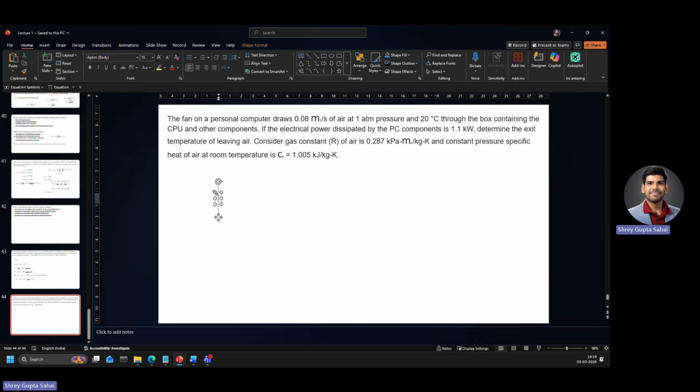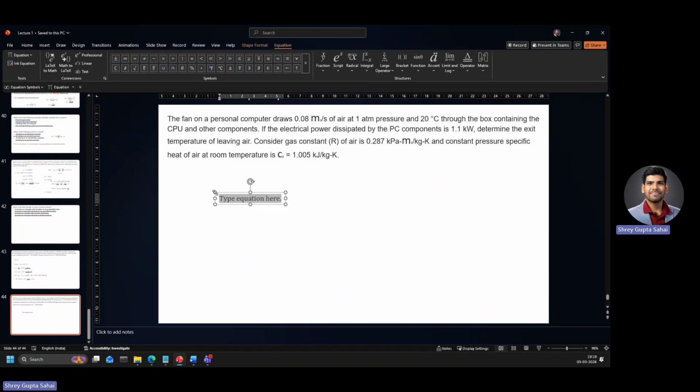Nothing much here. So now, if I write this, first of all, I need to calculate the density, which will be 10 to the power 5 by RT. Okay, 287 times 293. So this is my density. I'm not writing it completely, this is a simple problem. This is rho, whatever I've written up till now. Now I write in the volumetric flow rate, which is 0.08.